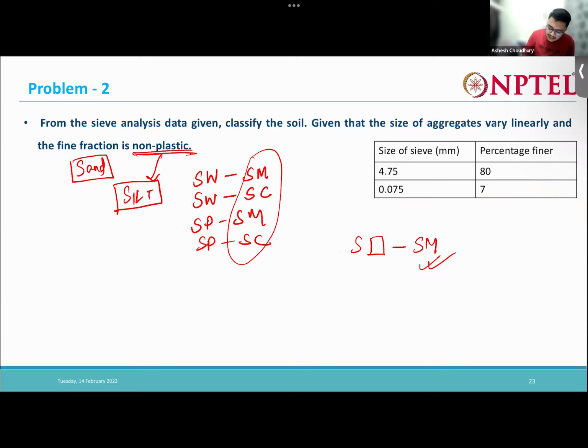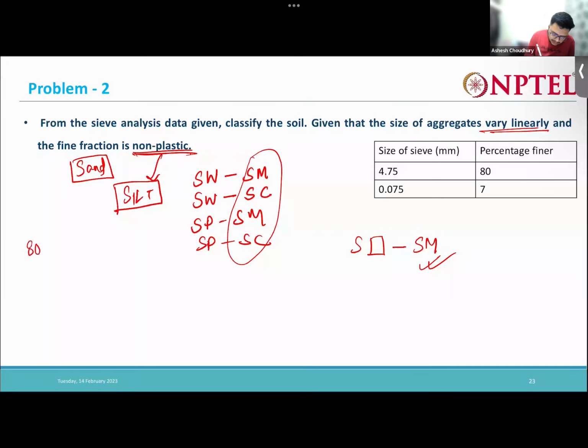See, it is given that the size of aggregates varies linearly. Okay, so there is a linear variation. So if we just interpolate the data, we can get the D60, D10, and D30 sizes. Okay, so let us find out.